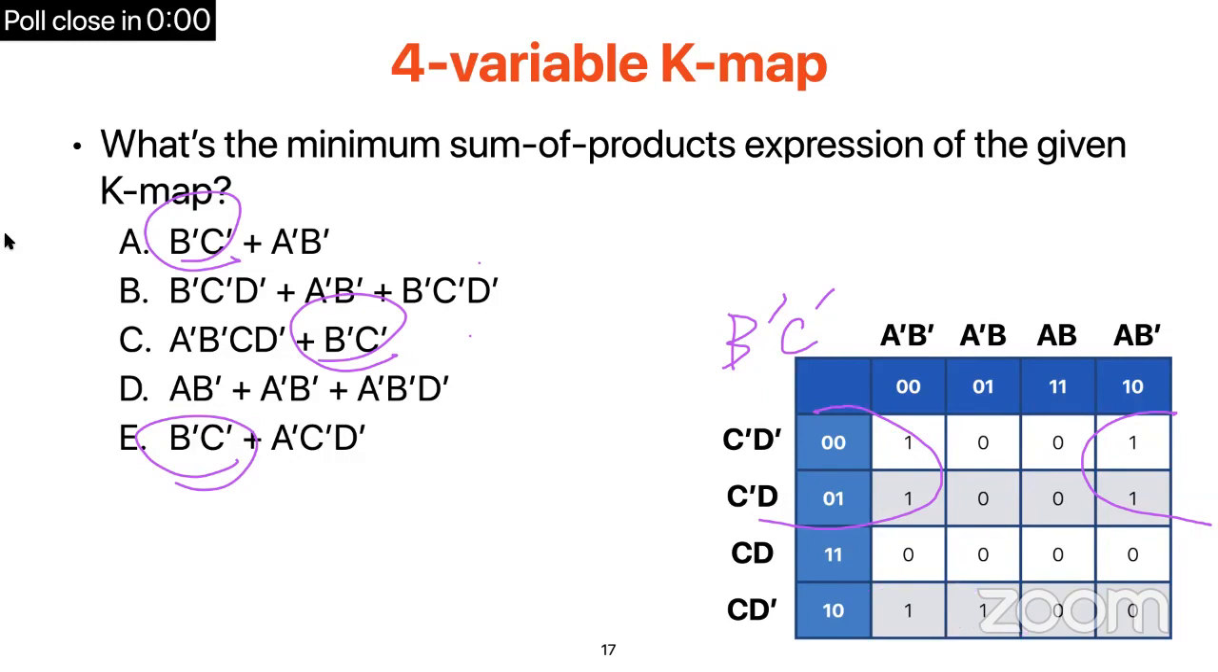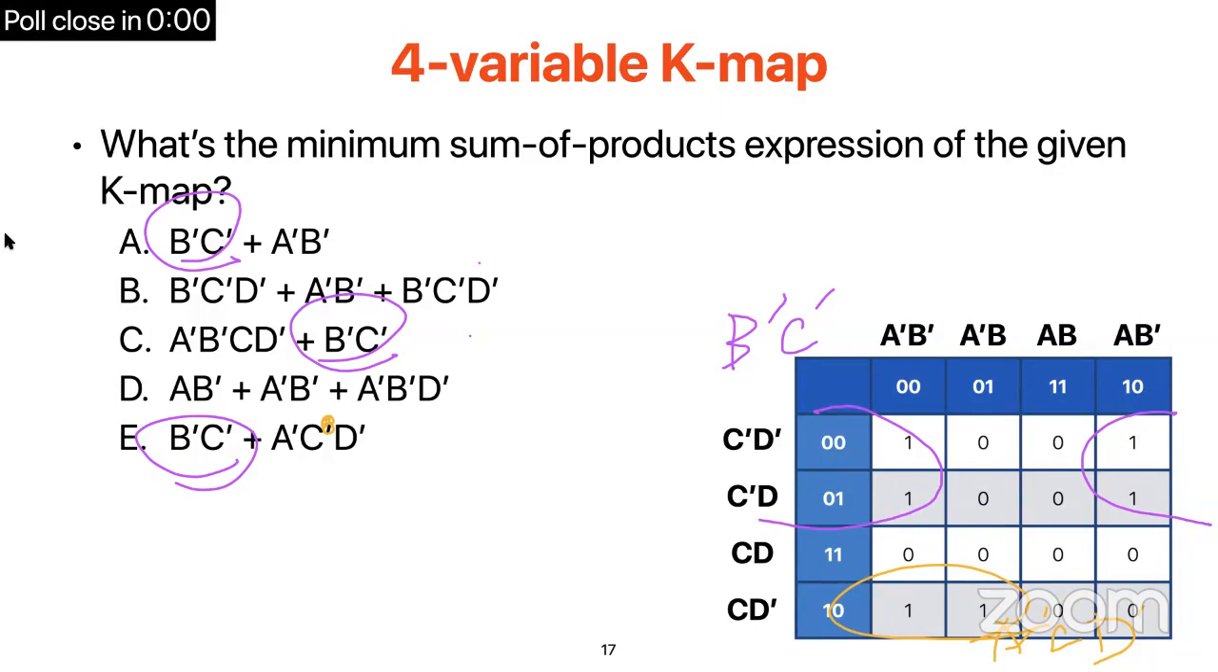Okay, so let me use a different color. So this one, I have 2 1s. So this is A prime, C, D, D prime. A prime, C, D, right? So this is not here, right?